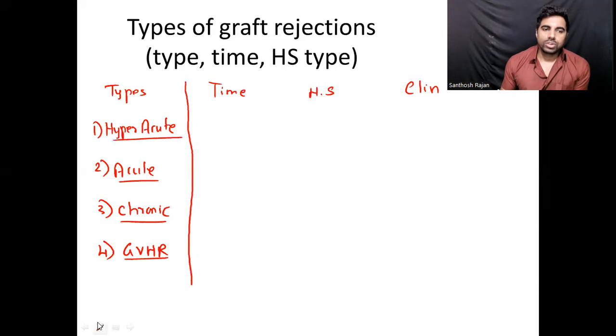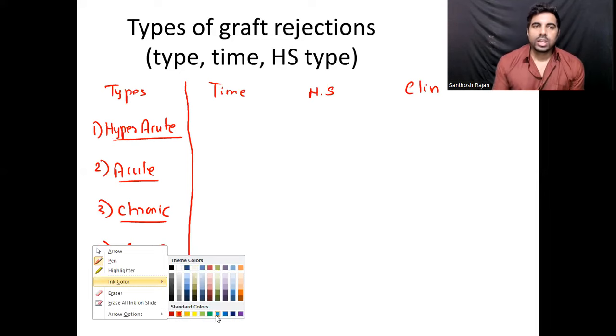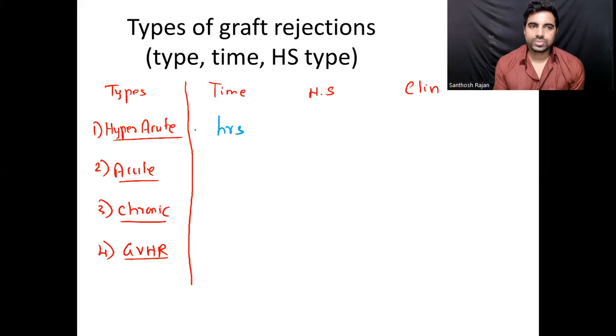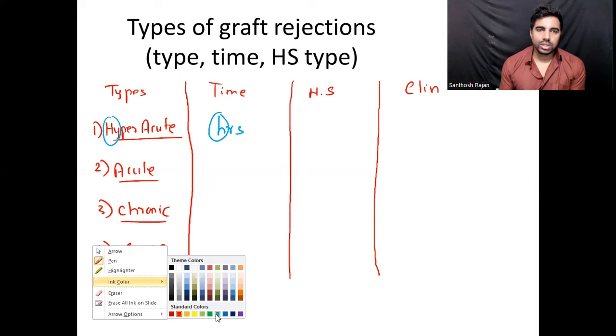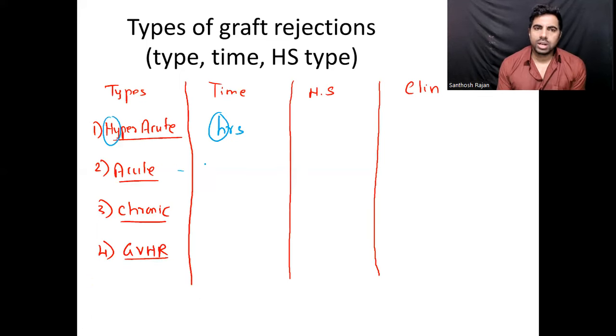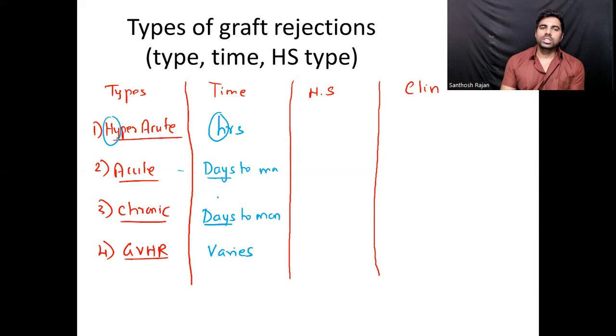So how to differentiate these? Very simple. Time for hyperacute is in hours. The graft rejection happens in hours. Acute will take days to months. Chronic also takes days to months. Graft versus host reaction usually varies, we can't say.